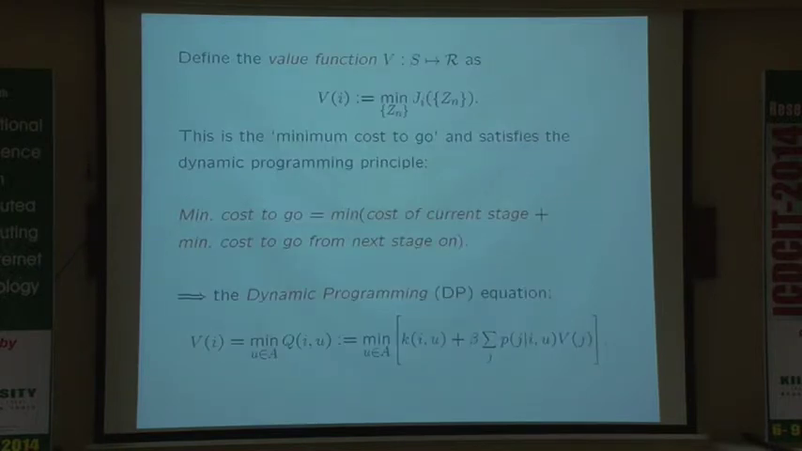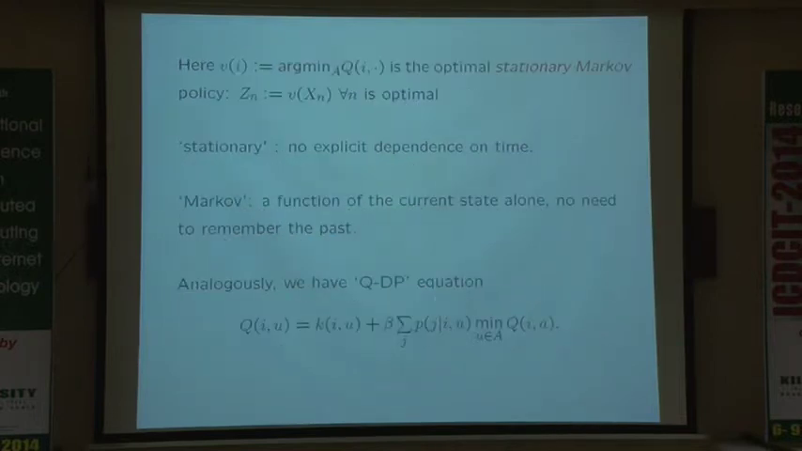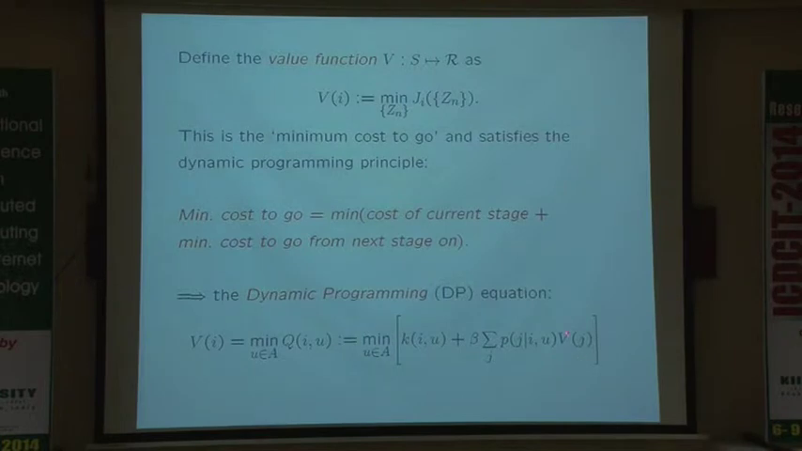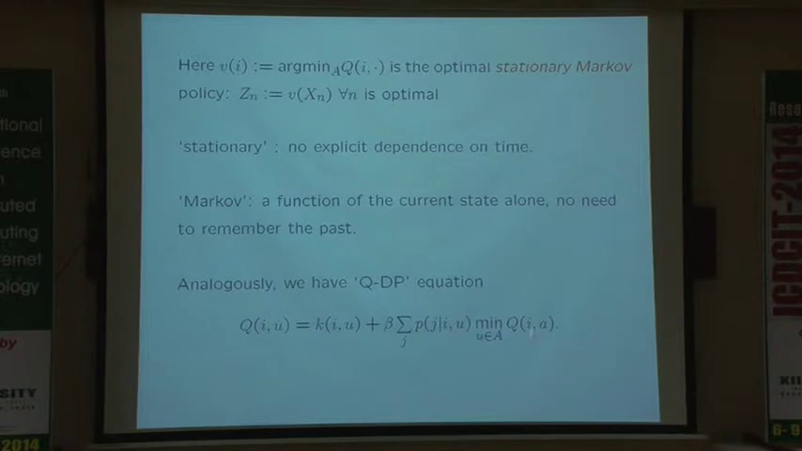Since I defined Q to be this entire object in square brackets, this depended only on I, while Q depends on both. I could also write the Q dynamic programming equation. Of course, all I have done is go back again. This is my definition of V, and Vi is the minimum over U of Q(i,U). Similarly, Vj is the minimum over U prime of Q(j,U prime). If I just plug that in, I get an equation for Q instead of V.